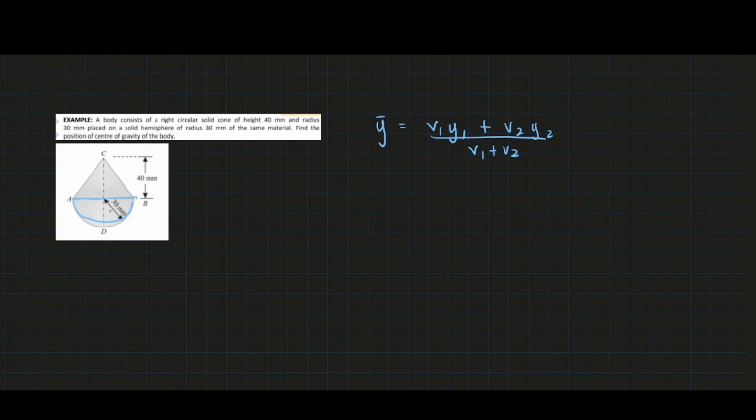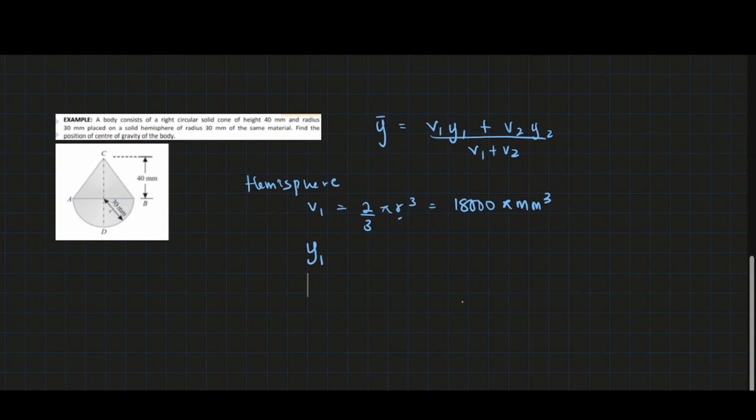Forgive my drawing. For the hemisphere, v1 is equal to the volume of a hemisphere, which is 2 over 3 pi r cubed. If you solve this out, we know that r is 30, so it will be 2 pi over 3 times 30 raised to the power 3, which is 18,000 pi millimeter cubed, because it's volume. And the centroid has its own formula. The formula for finding the centroid of a hemisphere is 3 over 8 r. We know the radius is 30, so it should be 30 times 3 over 8, which is 11.25.